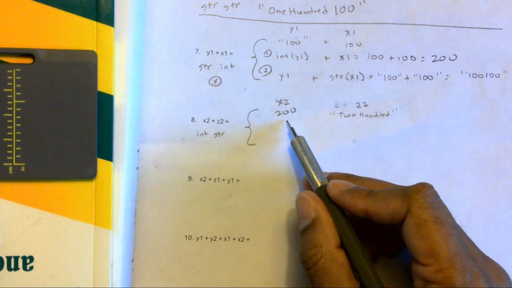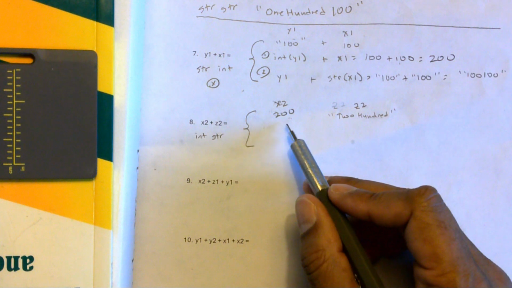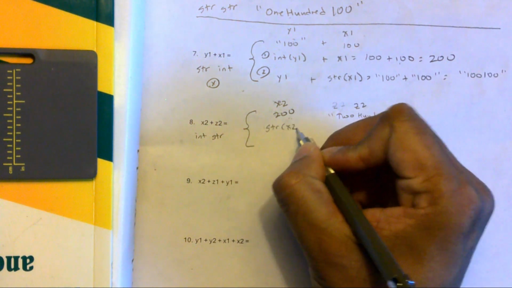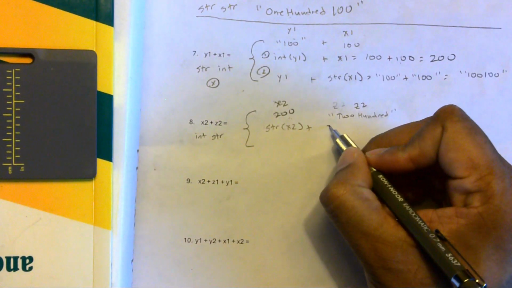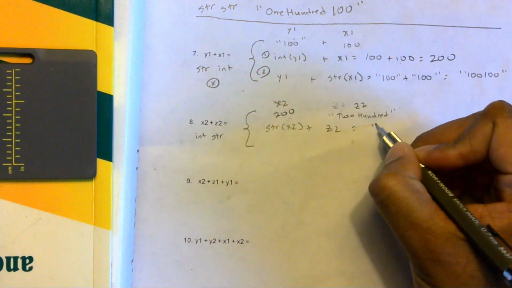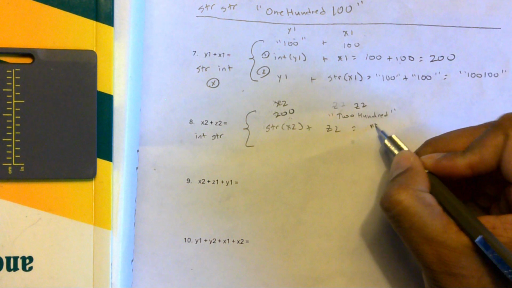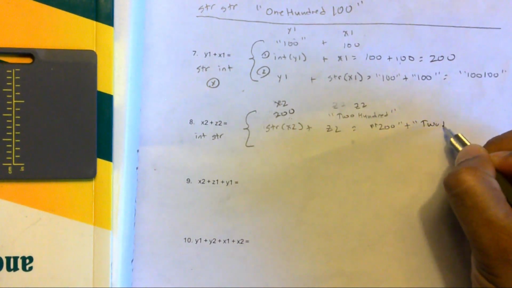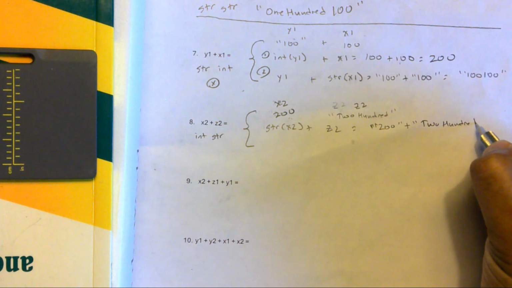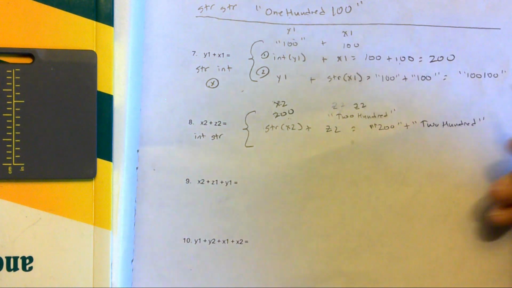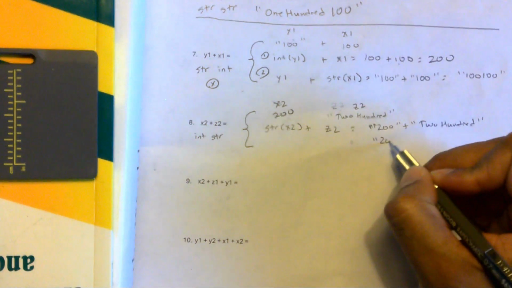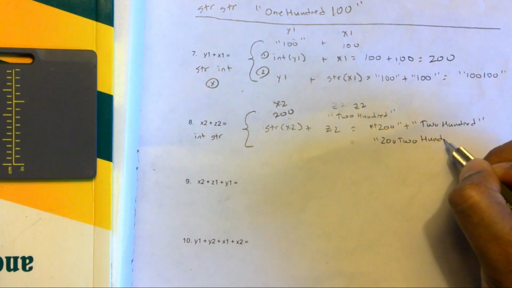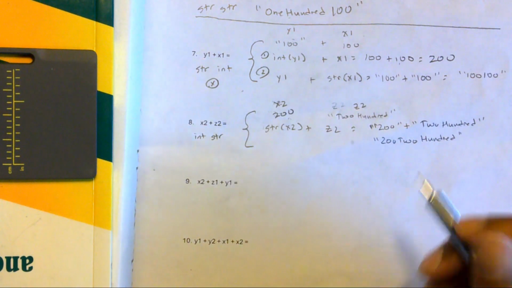So what we can do now is just change the first one, which is an int, to a string. So let's do string of x2 plus z2. What do we get? We get 200 plus 200. Okay, and what do we end up with? We get one word, 200200, just like that. Okay, pretty straightforward.